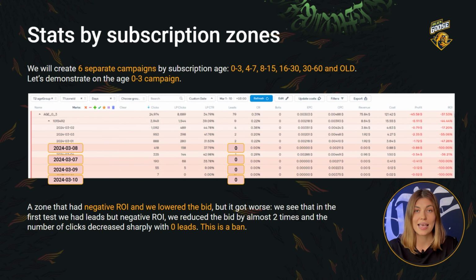First, a zone that had negative ROI, and we lowered the bid, but it got worse. The largest zone by clicks. We see that in the first test we had leads but negative ROI. We reduced the bid by almost 2 times and the number of clicks decreased sharply with 0 leads. This is a ban.